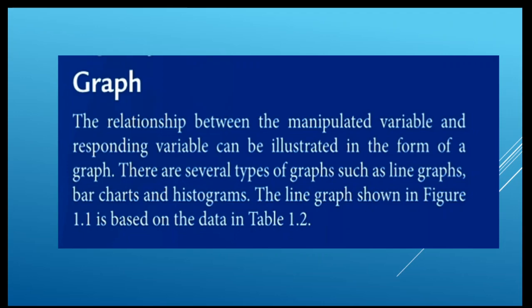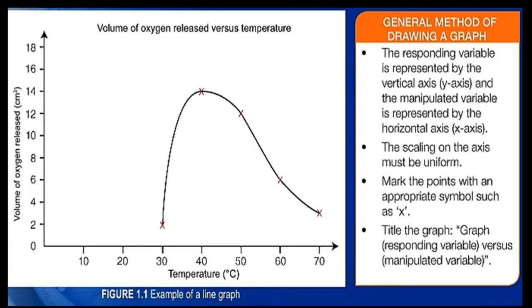Second one is graph. The relationship between the manipulated variable and responding variable can be illustrated in a graph. Kalau tadi table itu untuk record kita punya data, what we call result, graph ini adalah untuk menunjukkan kaitan di antara manipulated variable dengan responding variable. So ada beberapa jenis graph seperti line graph, bar charts, histogram. Semua ini adalah dikategorikan under graph.